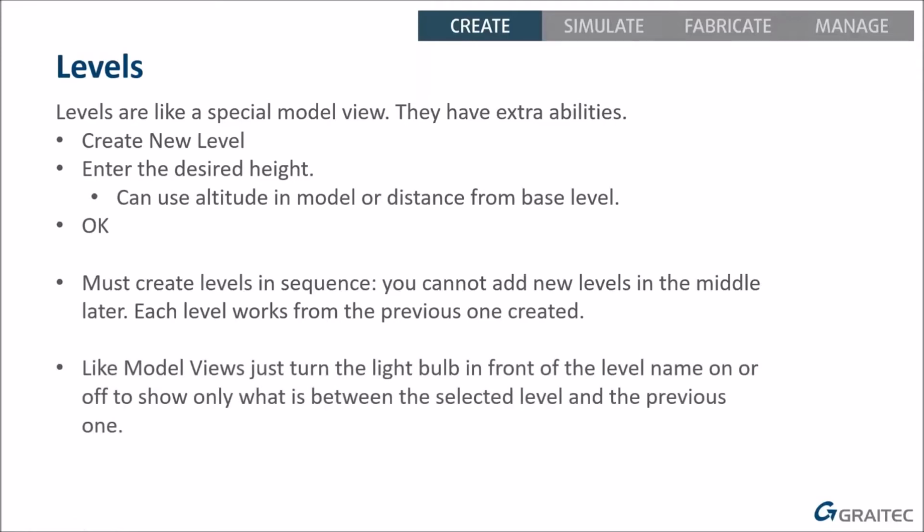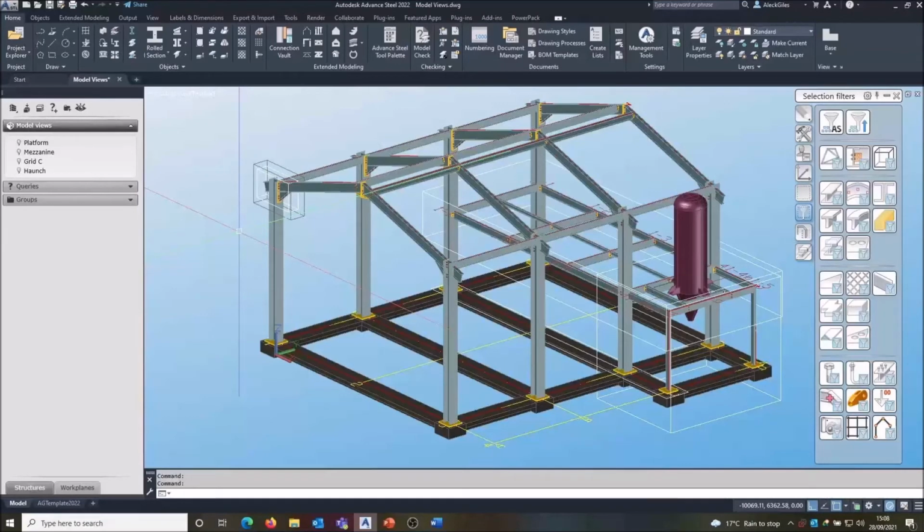Like model views, you can turn them on and off with the light bulb, and it will only show what's in that level. And when I say what's on that level, if you choose level 3, it'll only show what's between level 2 and level 3. There's one little slice through the model. So let's have a quick look at that then.